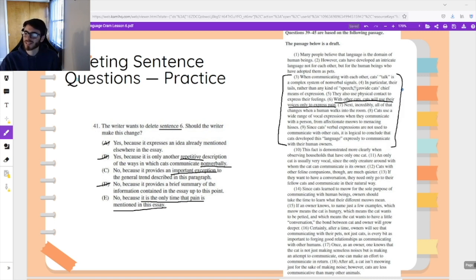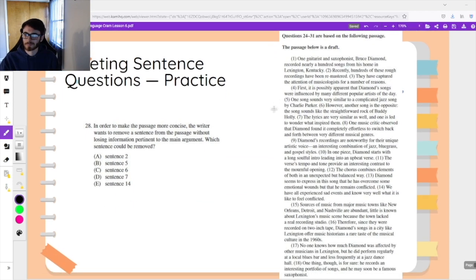The important part of the sentence is that it's giving one way that they will use their voices around other cats. The fact that it's to express pain is not the important part. C is going to be the correct answer here. Provides an important exception to the trend described in the paragraph.